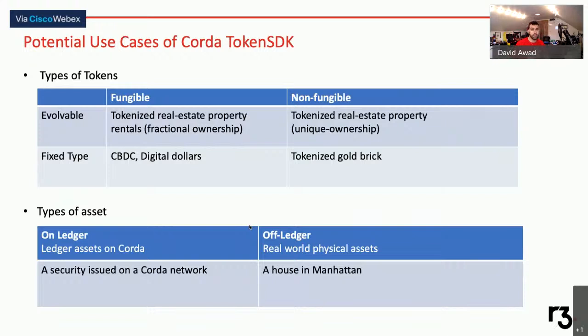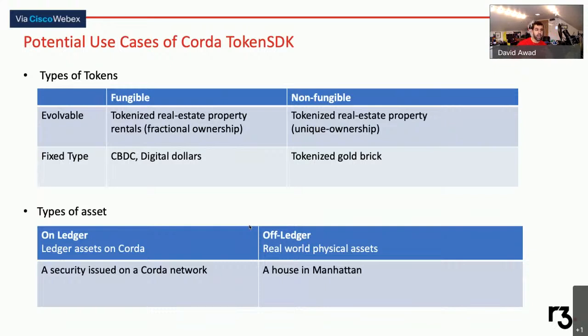And then something non-fungible would be something like a gold brick, right? You can create a token for a gold brick, but you're not going to really be separating precious metals anytime soon, I suspect. When it comes to other types of assets that you can also use this for, of course, there are any kinds of on-ledger assets that you want to create tokens for, such as a security that you've issued on a Corda network, such as a digital token representation of a stock certificate. And on the off-ledger side, there are real-world physical assets, such as a house in Manhattan, right? And that is something in the real world that you can represent with Corda, which is really powerful.